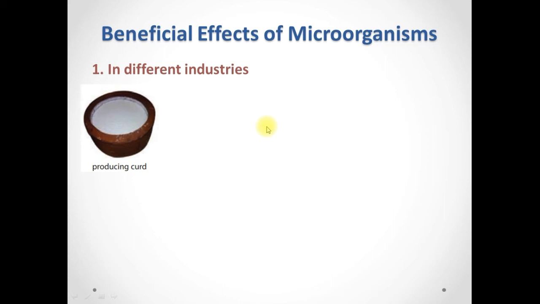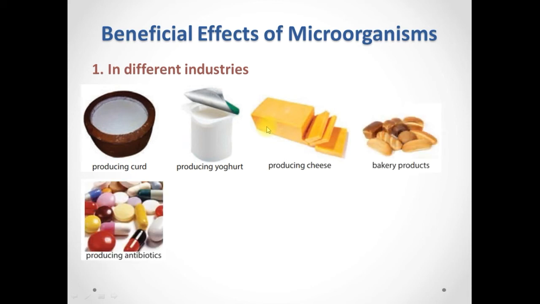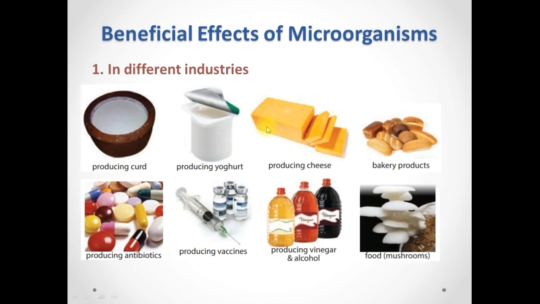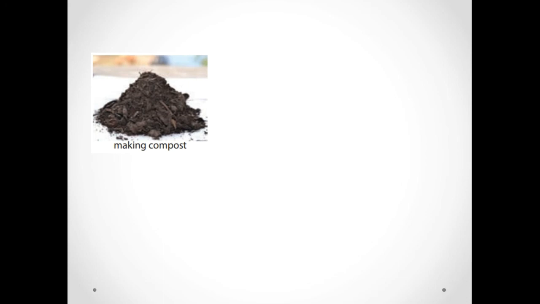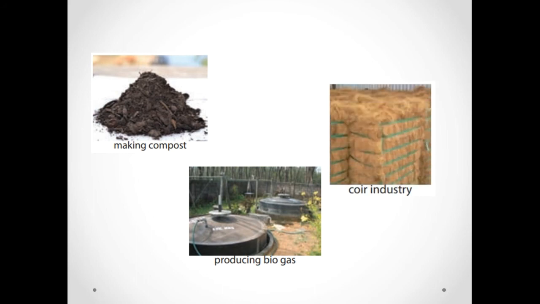such as producing curd, producing yogurt, producing cheese, bakery products, producing antibiotics, producing vaccines, producing vinegar and alcohol, food such as mushrooms, making compost, producing biogas, and in car industry.